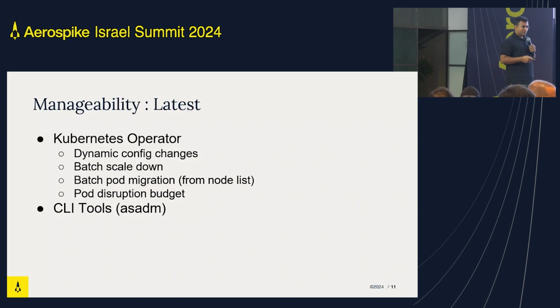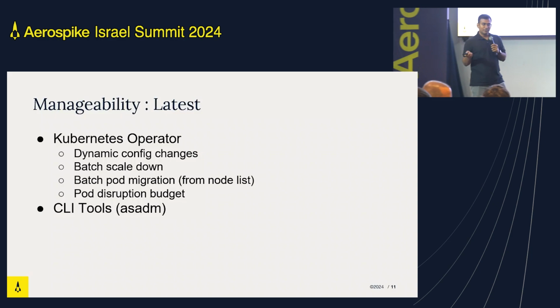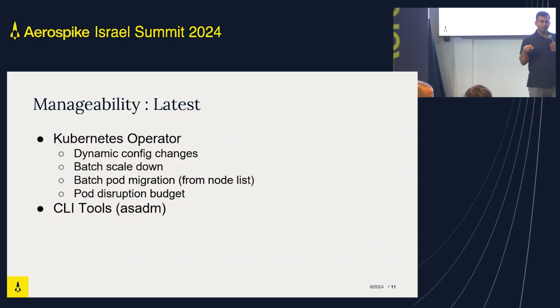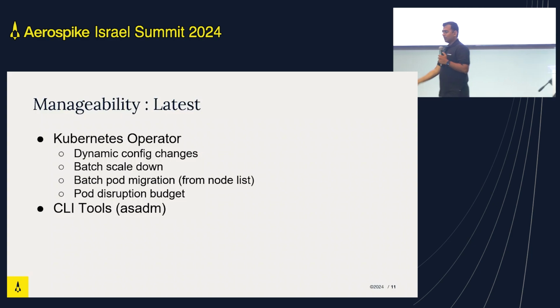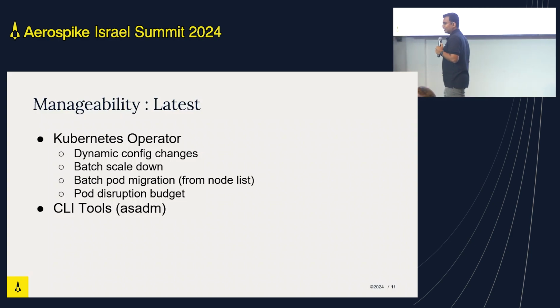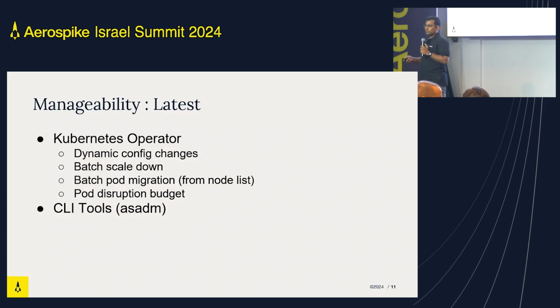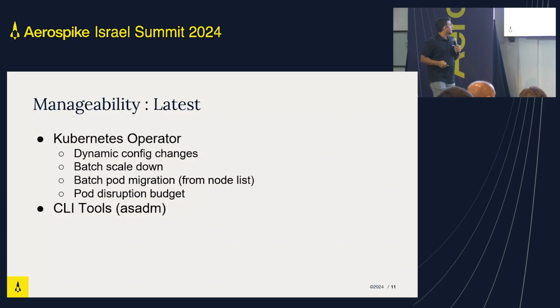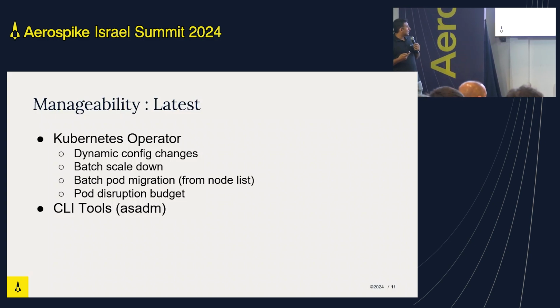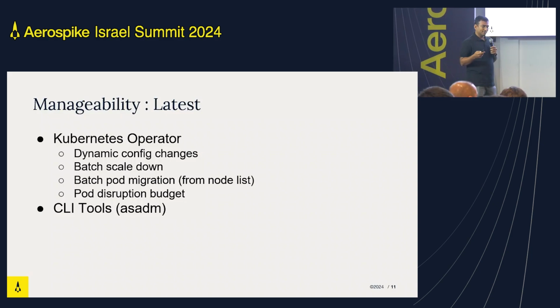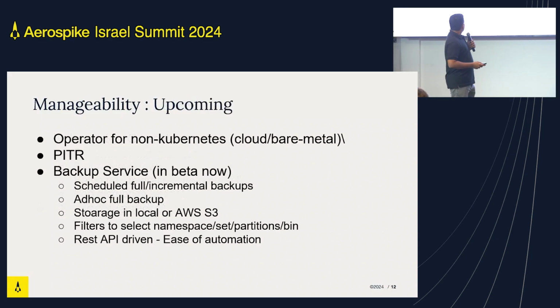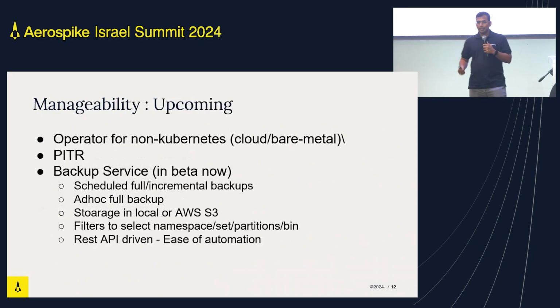Similarly, pod migration. Whenever you want to add nodes or remove nodes from your Kubernetes cluster, you can say, okay, I don't want Aerospike to use this list of nodes. Today you can do 1 node at a time, but you may want to say, no, I want to remove all these 4 nodes. Please prepare migration and move everything out, okay? The CLI tools, you have been using these, so we just keep up with all the latest server metrics, configs, everything.